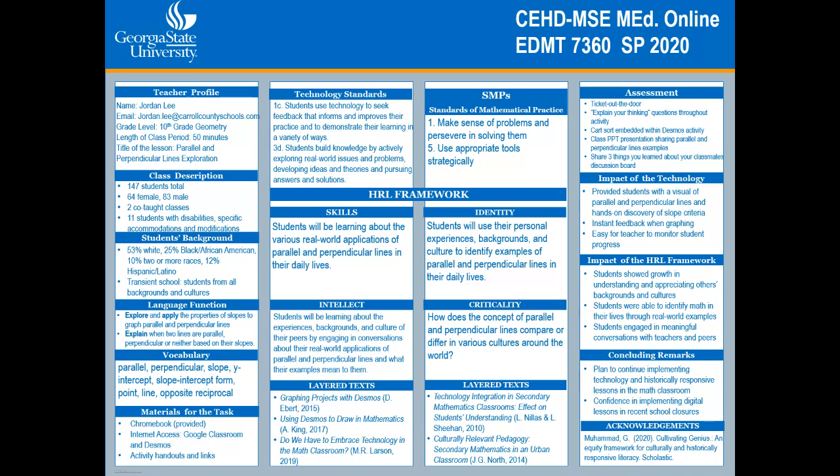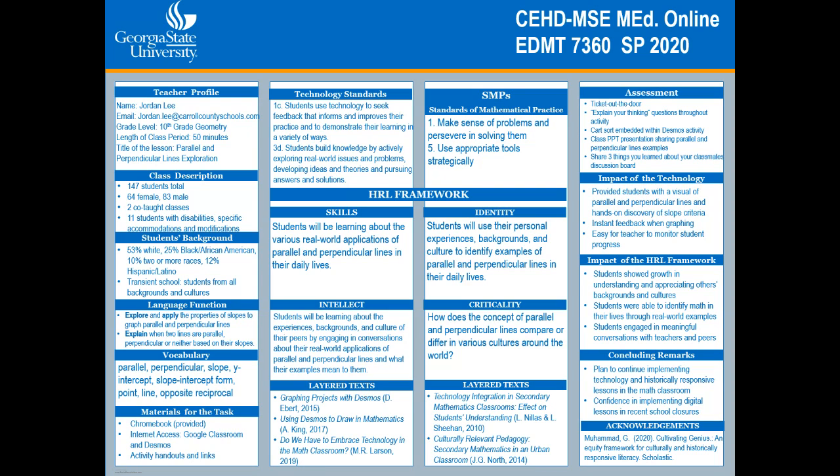The lesson that was taught was in Unit 5 of Geometry, and I chose to plan a lesson implementing technology in the HRL framework to teach the slope criteria of parallel and perpendicular lines. From the Georgia Standards of Excellence, the standard being addressed in this lesson is MGSE 9 through 12.G.GPE.5, which says to prove the slope criteria for parallel and perpendicular lines and use them to solve geometric problems.